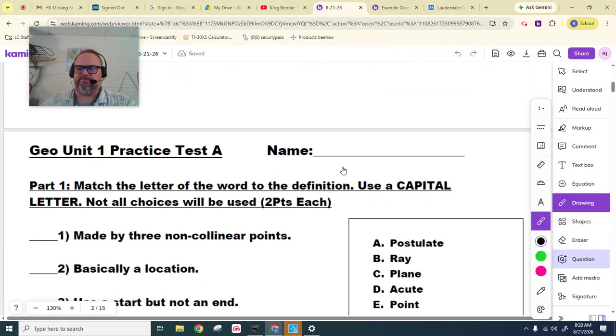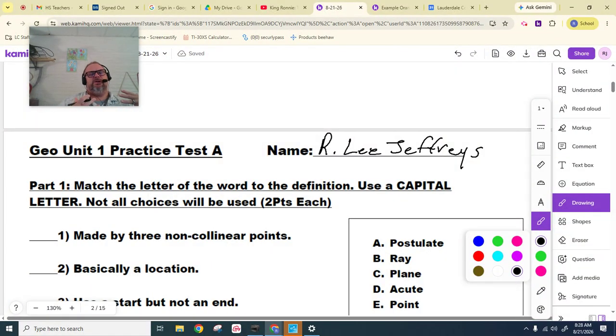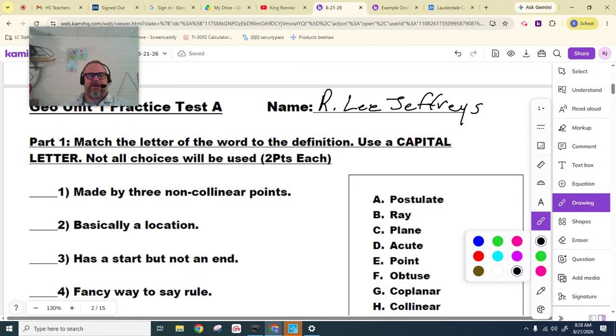Remember when I ask you to write your first and last name on here, and this is why. It's easier to find your last name in the grade book than it is your first name. Do you know why? Because your last name comes first. That's right. The last name comes first. Okay. It says use a capital letter. Now, it also says not all choices will be used.